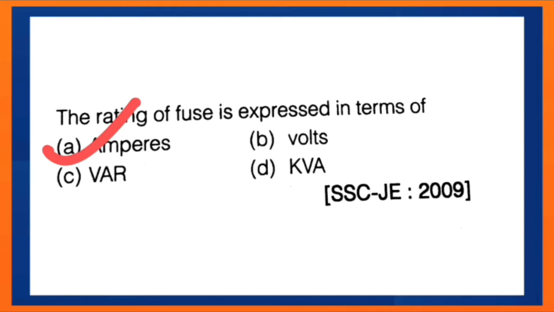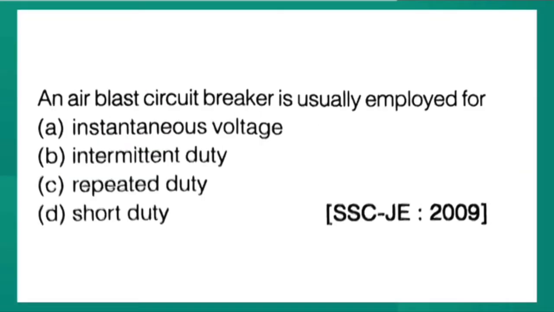So next question is: an air blast circuit breaker is usually employed for, and options are instantaneous duty, intermittent duty, repeated duty, and short duty. Correct answer is repeated duty, option C. Air blast circuit breaker operates repeatedly.